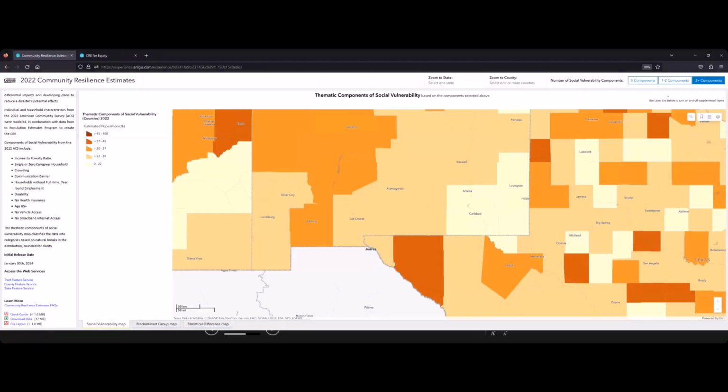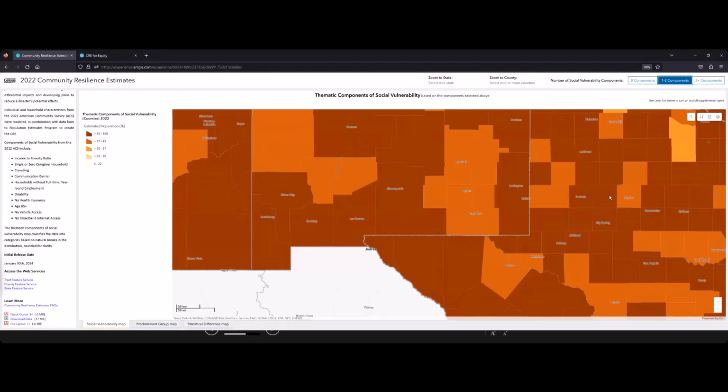Let's close this and switch to 1 to 2. Once again, you see the coloring on the map has changed. So now it seems to be darker. Seems to be in line with 45 to 100%. We click on this, and we see, of course, the estimated total population remains the same. The percentage of residents with 1 or 2 components of social vulnerability has been estimated at 48.8%.